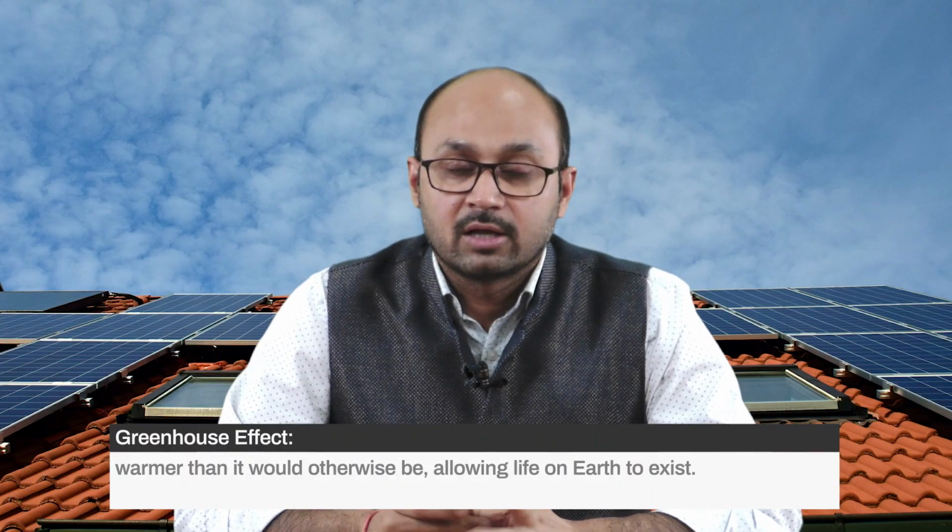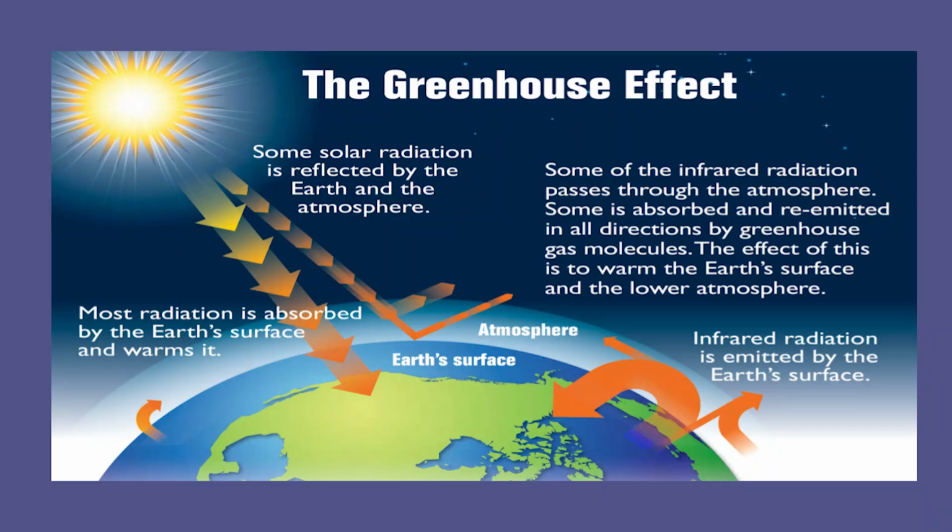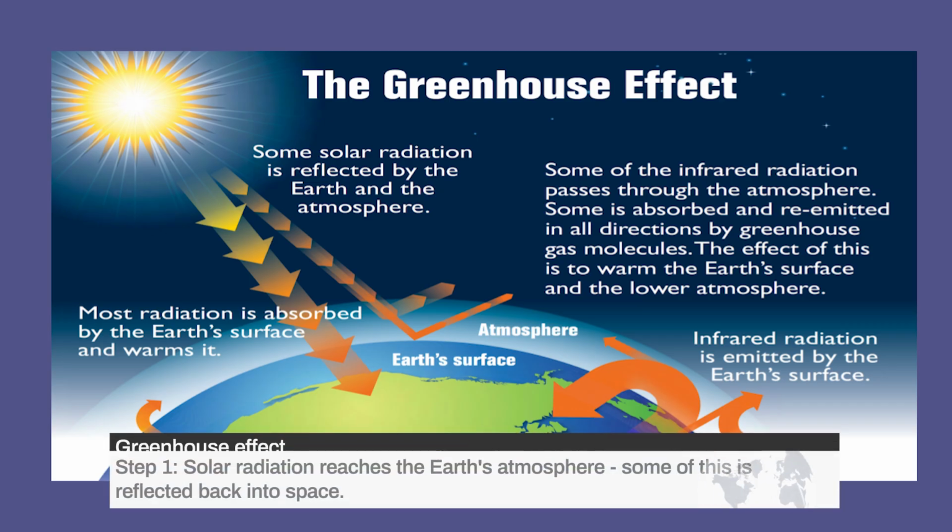So in this diagram, we have just tried to explain how this greenhouse effect occurs. And this greenhouse effect is basically the principle behind the greenhouse dryer. So these are the steps of how the greenhouse effect occurs. In step 1, solar radiation reaches the earth's atmosphere.